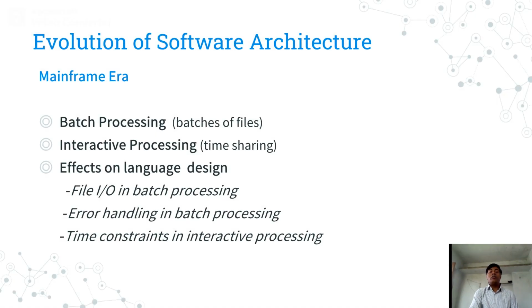So now, evolution of software architecture. The different eras of the evolution of software architecture. First is the mainframe era. In the mainframe era, first comes batch processing. In batch processing, what is happening? A set of data input files are given as the input, and then these are processed, then a set of data files are given as the output.